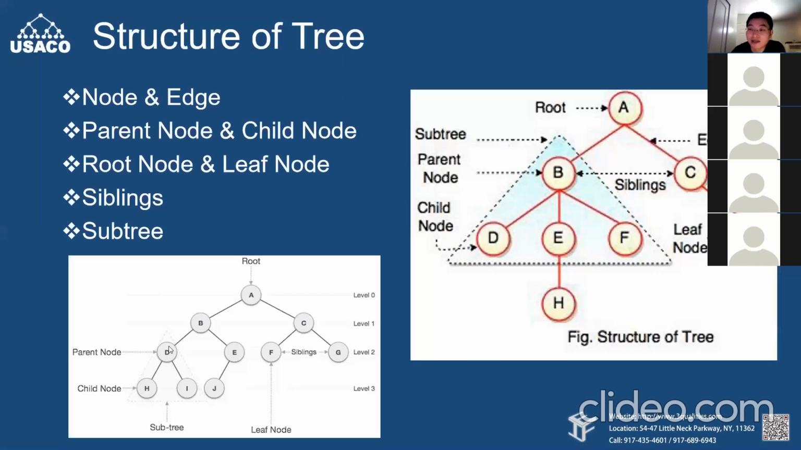Okay, what are they? H and I. Okay, then how many child nodes for node B? B for boy. D and E. D and E. Okay, and who is the parent?